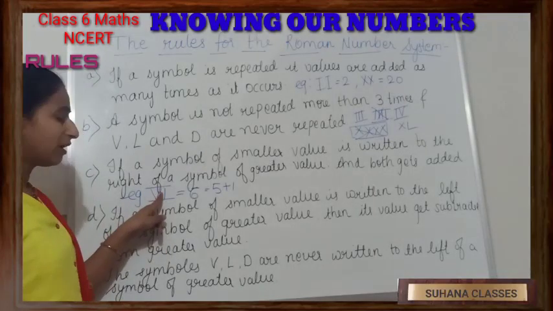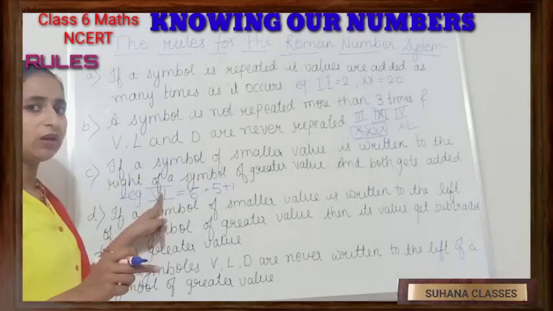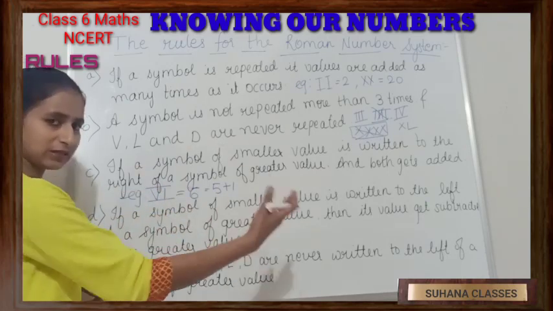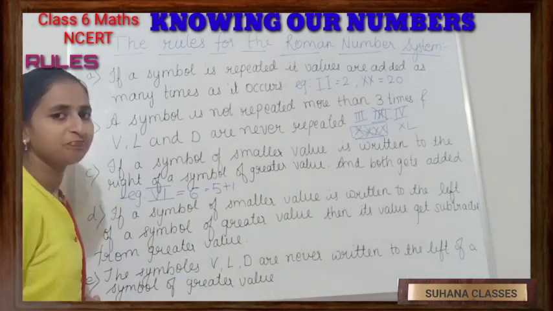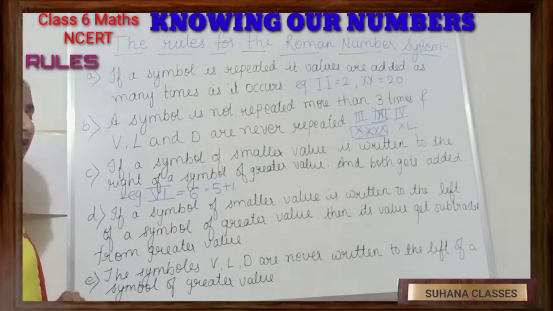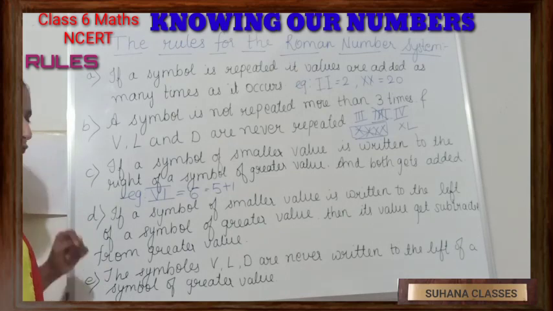If a smaller symbol is written to the right side of the greater symbol, this right side is the greater symbol, then both get added. So this is our third rule. Let's see our fourth rule.